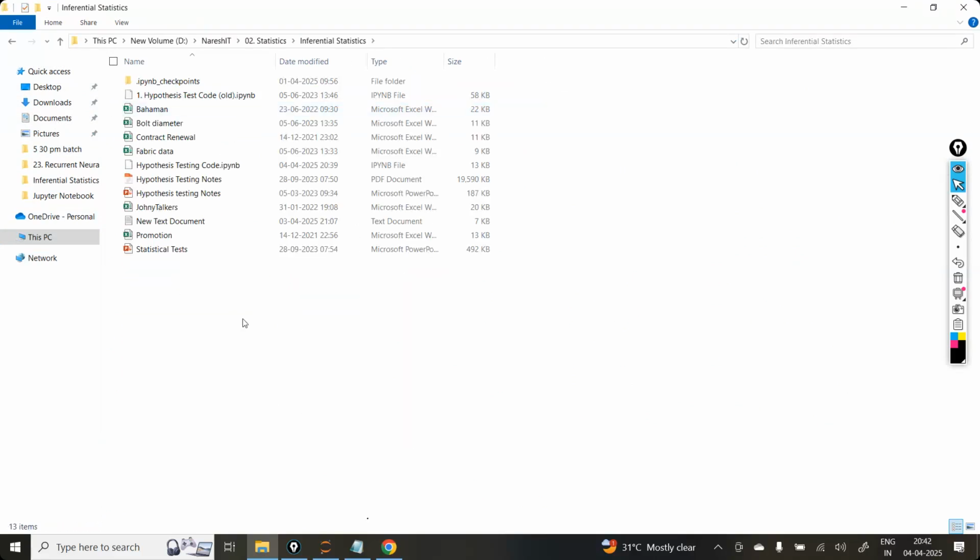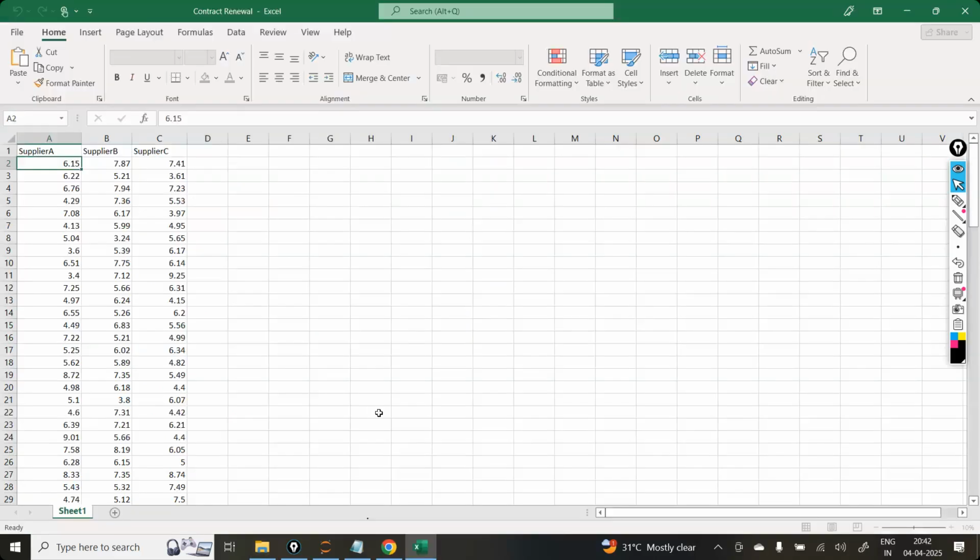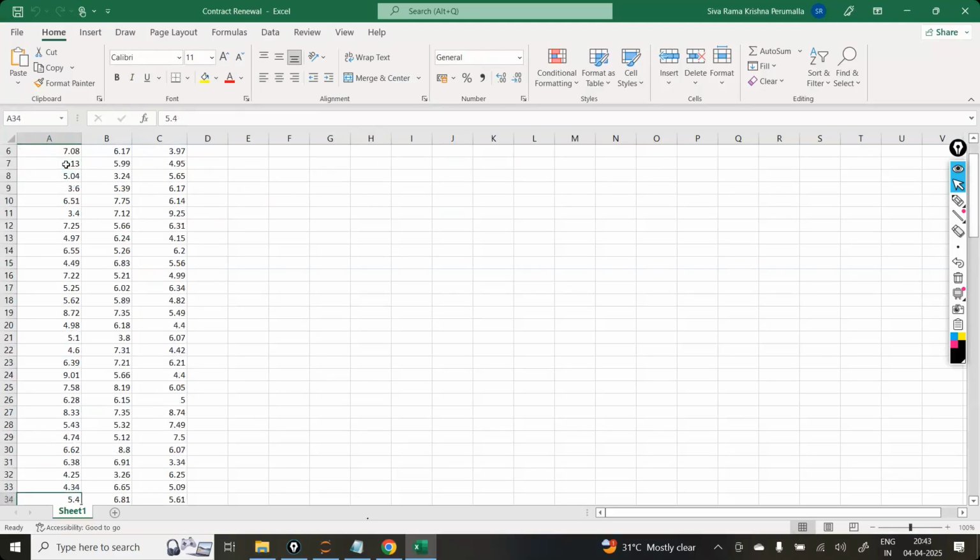This is the contract renewal data set. So supplier A, supplier B, supplier C. In total, how many suppliers are there? 3 suppliers. And this is the time taken for them to complete the work. This is the time. For each work, this is the time.